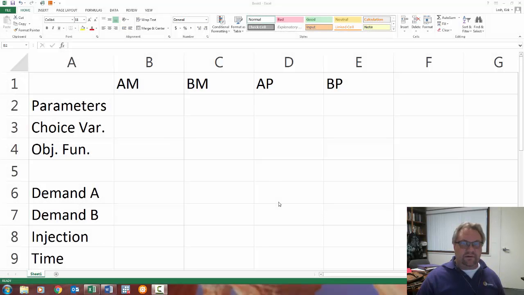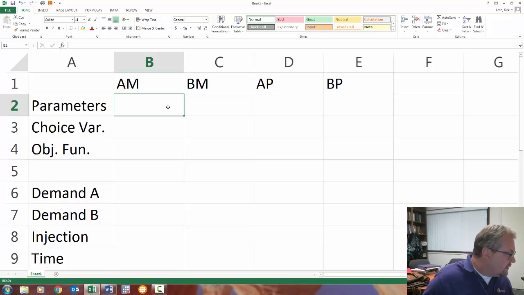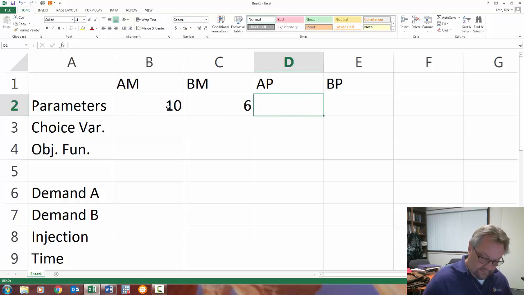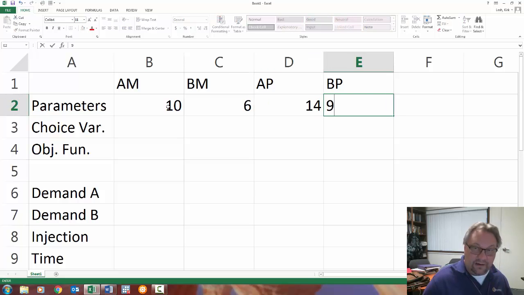Welcome. So this is the solution to problem 14 in chapter 3. I've got these models A and B. I can manufacture them at my Newark plant, or I can purchase them. I've basically got my skeleton structure set up. The idea here is that I want to minimize my costs. So what are those costs? According to this problem, that's 10, 6, 14, 9.